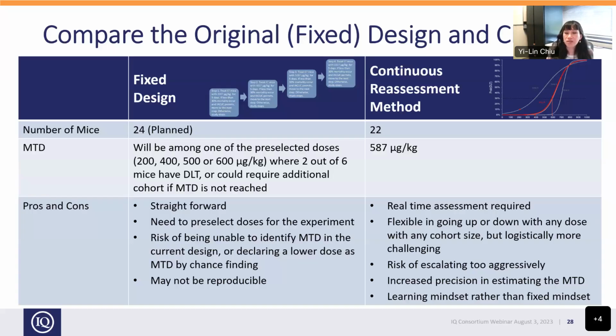And then it has a very reasonable precision in estimating the MTD. Even without a formal statistical calculation, as we know for the fixed design, we only have 6 mice that can offer us some understanding of the dose-limiting toxicity for each dose level, right? So 6 is a small number. But the continuous reassessment method incorporates all the information into the modeling. So obviously it's a lot more precise. And this is also a learning mindset rather than a fixed mindset.